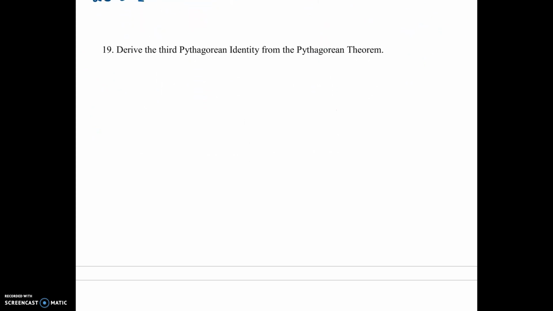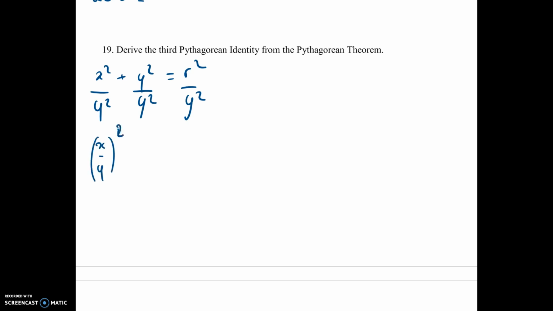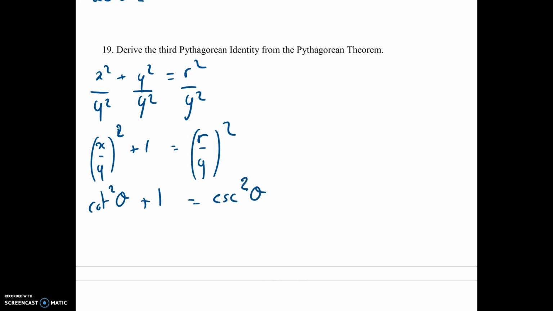Number 19, derive the third Pythagorean identity from the Pythagorean theorem. Well, instead of dividing by x, I'm going to divide by y. So x squared plus y squared equals r squared. If I divide by y squared everywhere, this time I end up with (x over y) squared plus 1 equals (r over y) squared, which means cotangent squared of the angle plus 1 equals cosecant squared of the angle theta.